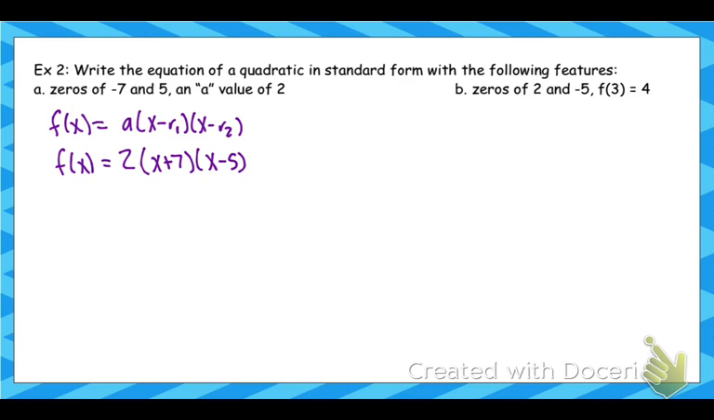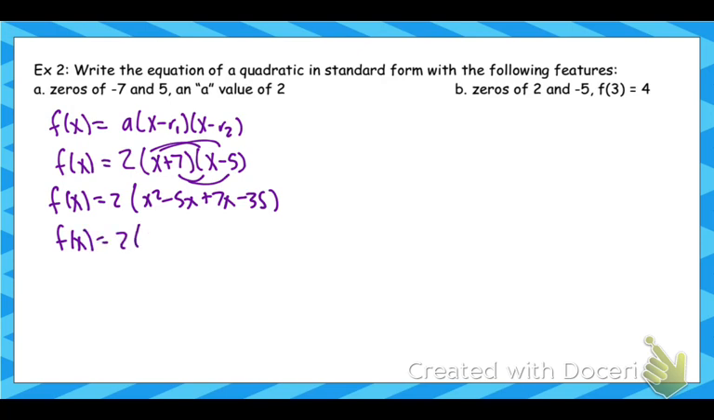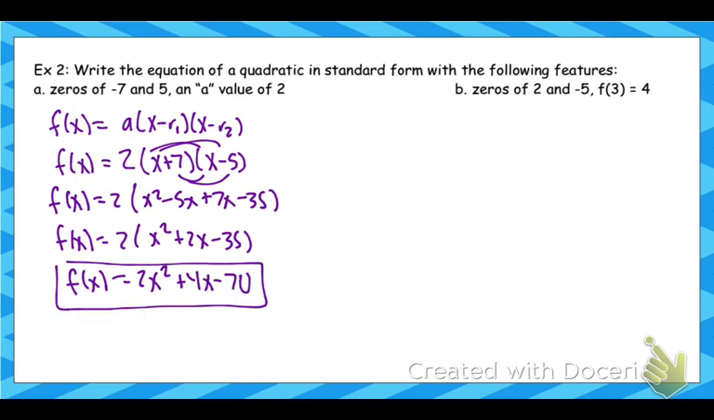The question wants this in standard form. So in order to get this in standard form, all I need to do is multiply it out. All right, so what I'm going to do to start is FOIL those two together, multiply them out. So x squared minus 5x plus 7x minus 35. So that's x squared plus 2x minus 35. And then I can distribute that 2. And now my equation is in standard form.